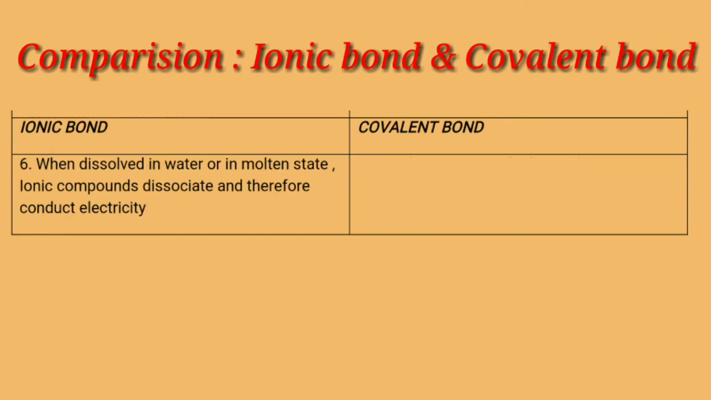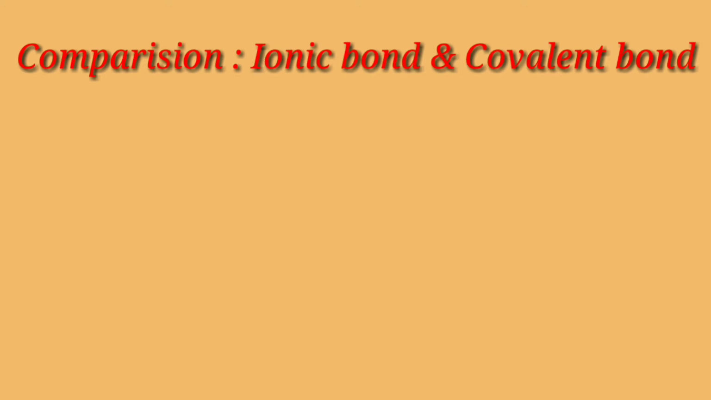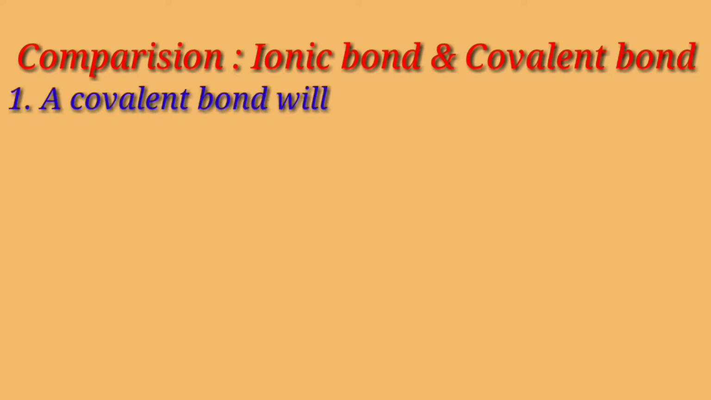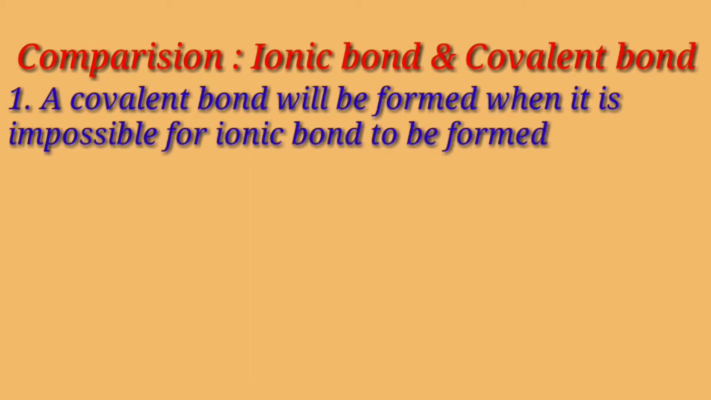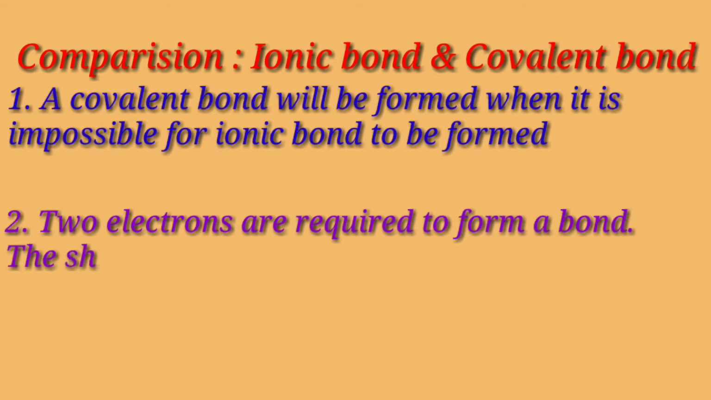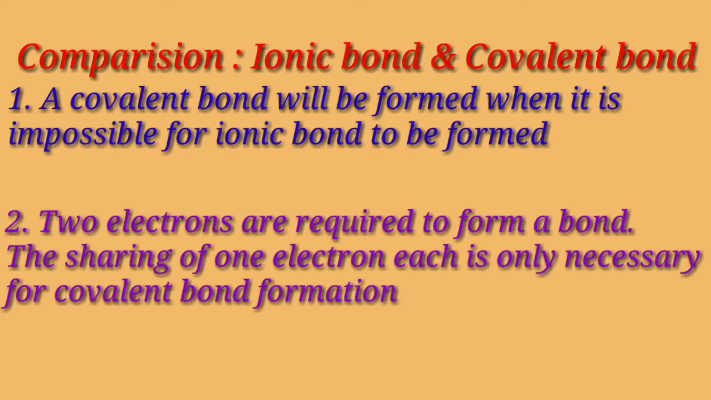Ionic compounds, when dissolved in water or in molten state, dissociate and therefore conduct electricity. On the other hand, covalent compounds do not dissociate or conduct electricity. So students, from the above comparison, we can conclude that a covalent bond will be formed when it is impossible for an ionic bond to be formed. Two electrons are required to form a bond. The sharing of one electron each is only necessary for covalent bond formation between two atoms.